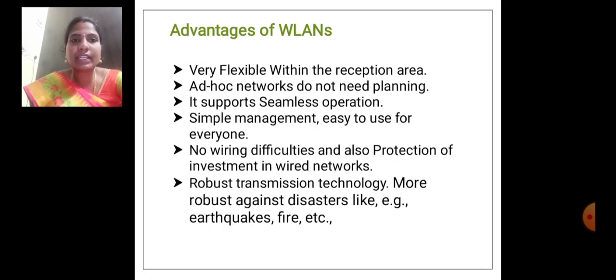What are the advantages of WLANs? It is very flexible within the reception area. Ad hoc networks do not need any planning. It supports seamless operation, simple management, easy to use for everyone. No wiring difficulties and also protection of investment in wired networks. Robust transmission technologies. It is more robust against disasters, for example earthquake, fire, etc.